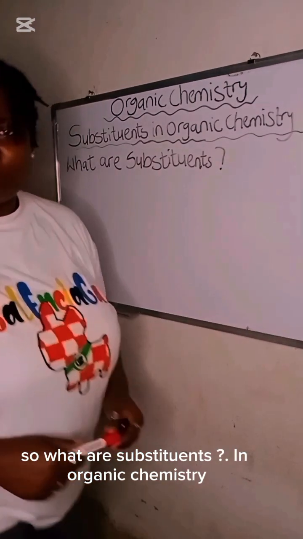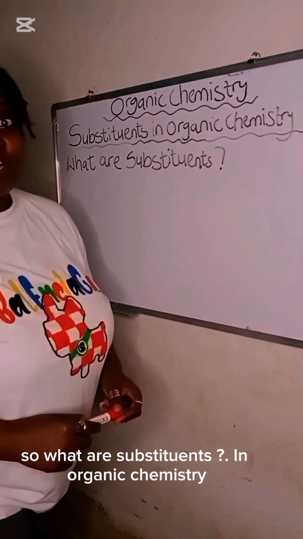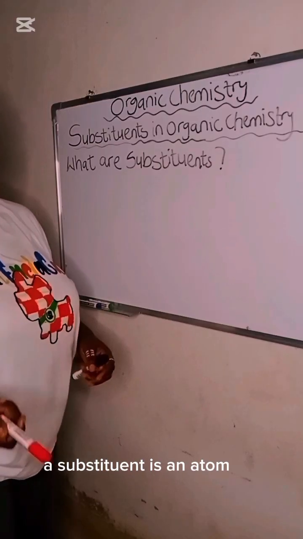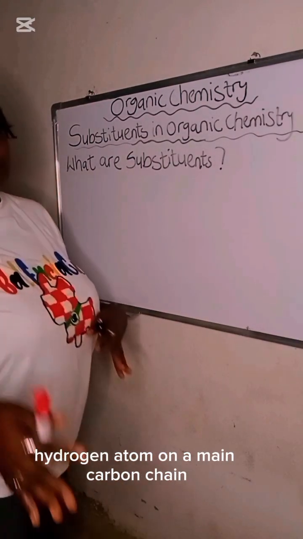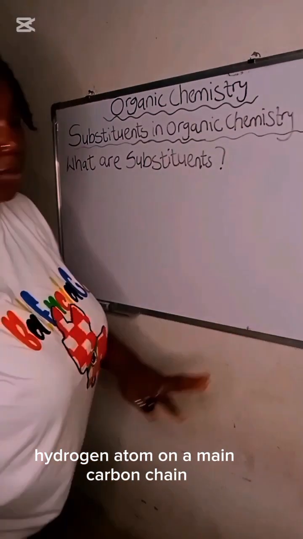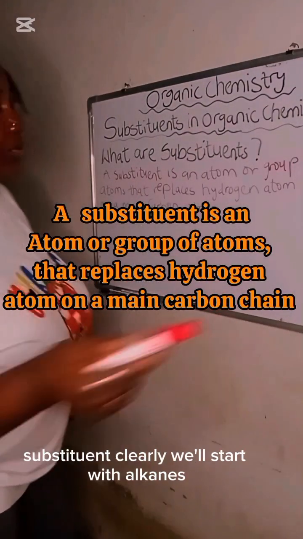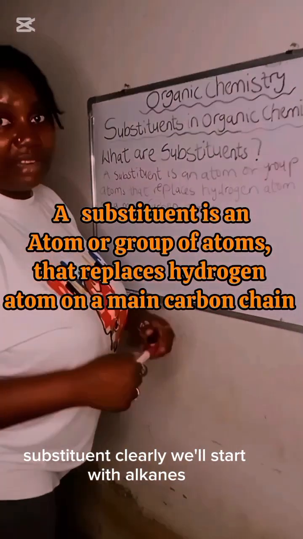So what are substituents? In organic chemistry, a substituent is an atom or group of atoms that replaces what? A hydrogen atom on a main carbon chain. So to understand these substituents clearly, we'll start with alkanes.